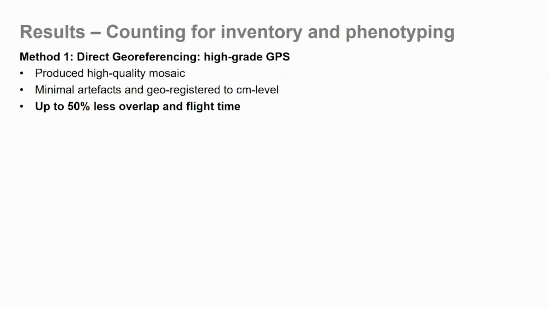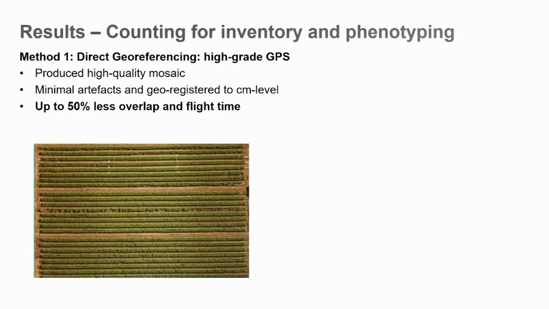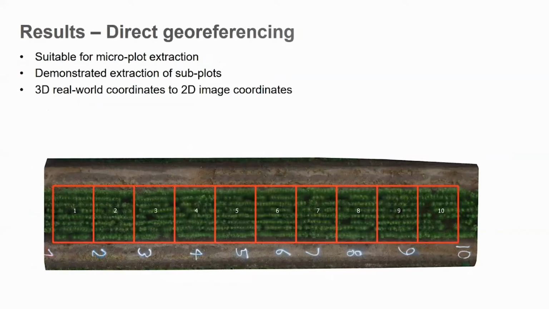The results from the direct georeferencing approach to generating long imagery over the seedling beds were excellent. Overall, it produced very high quality orthomosaics with minimal artifacts, and it was georegistered to the centimeter level. Most importantly, it allowed us to do this with up to 50% less overlap in flight time than a traditional orthorectification approach. We also used the imagery from direct georeferencing to test microplot extraction.